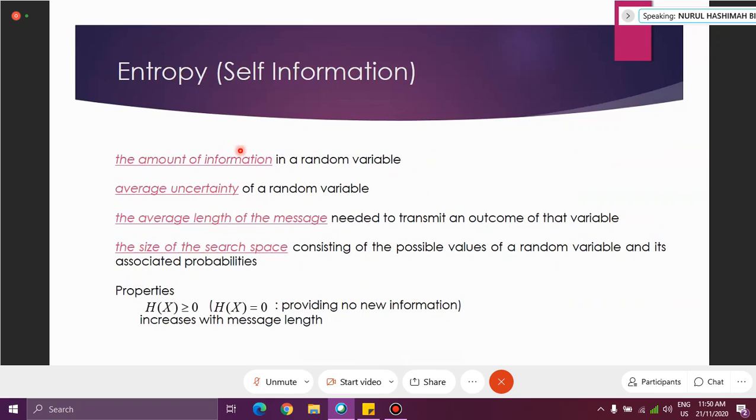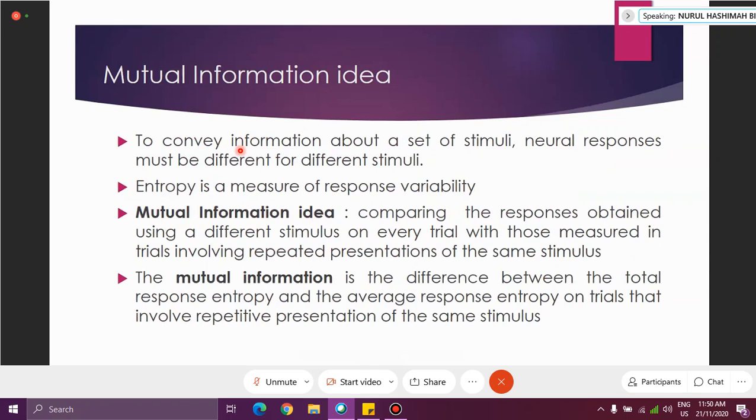How the entropy is calculated, I'm not going to go through in depth because this is beyond the scope. It's enough that you know the high level; you don't have to go to the low level to calculate the entropy and so on. The entropy is just to compare responses using different stimuli on every trial as compared to trials that use the same stimulus.